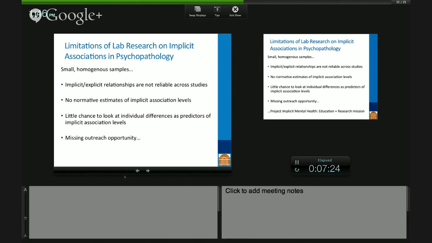And I think critically, we're also missing an outreach opportunity. If you accept the premise I'm suggesting here, that implicit associations really are quite fundamental to psychopathology, people need to know about them, because a quarter to half the population is going to meet diagnostic criteria for a disorder in their lifetime, and people don't know about this major vulnerability marker.